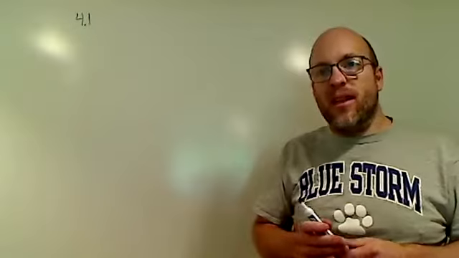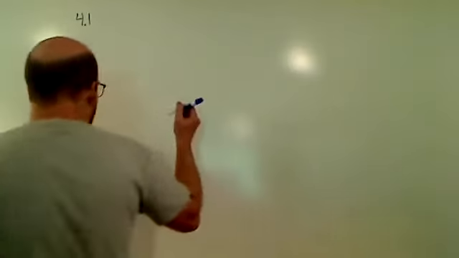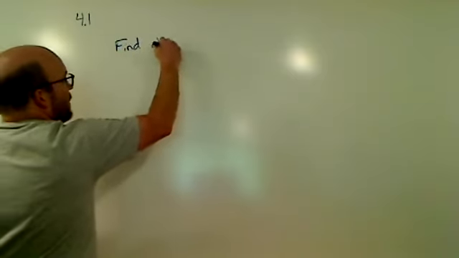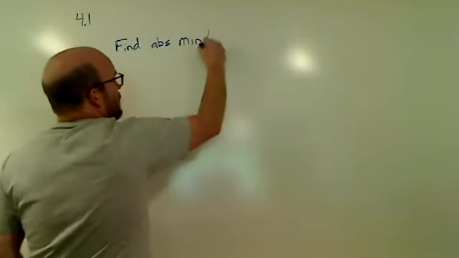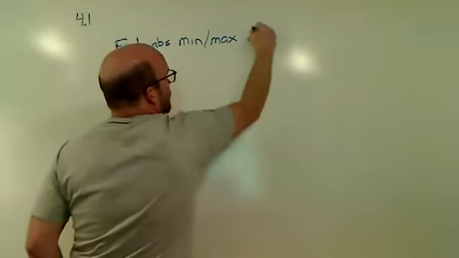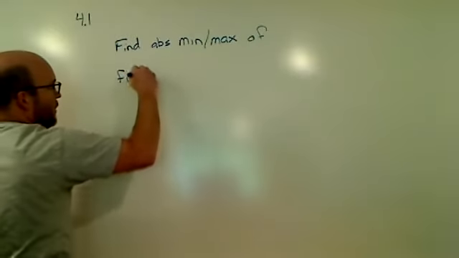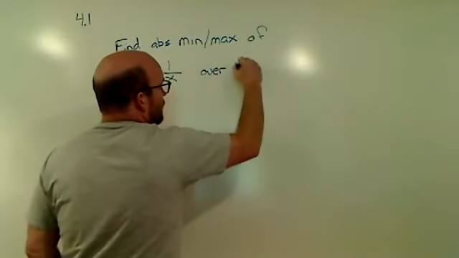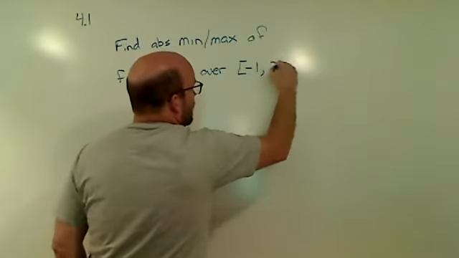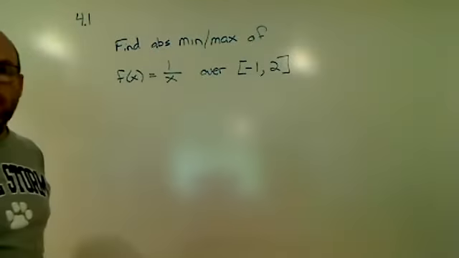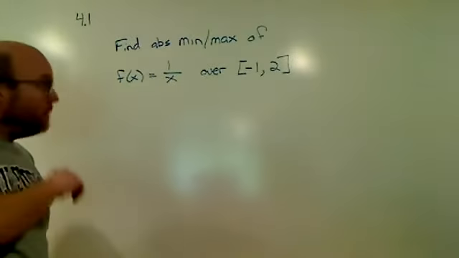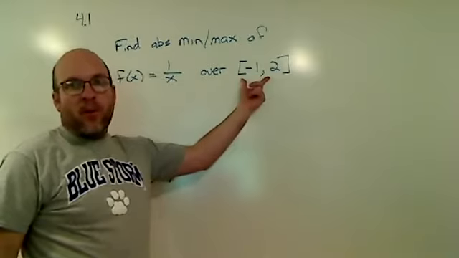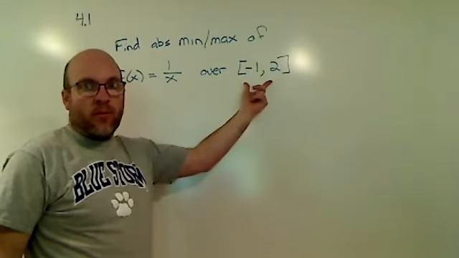So let's take a quick look at that and do an example where you're looking for the absolute min and max of the function. Just to make it nice and straightforward, the function 1 over x on [-1, 2]. So in this situation, we don't have a problem with the endpoints. We're including the endpoints. That's good for us.